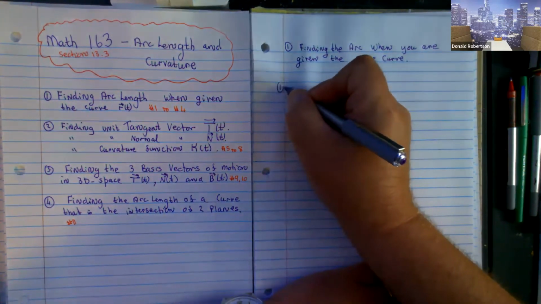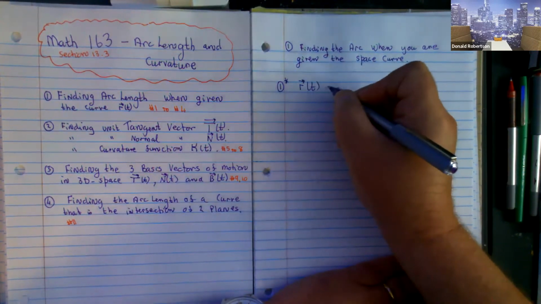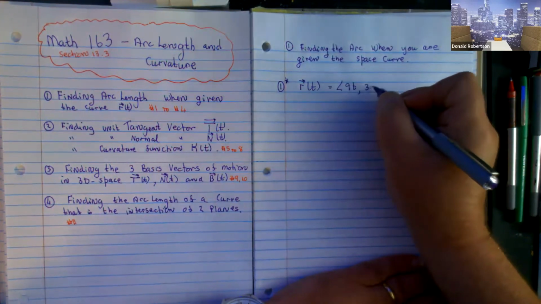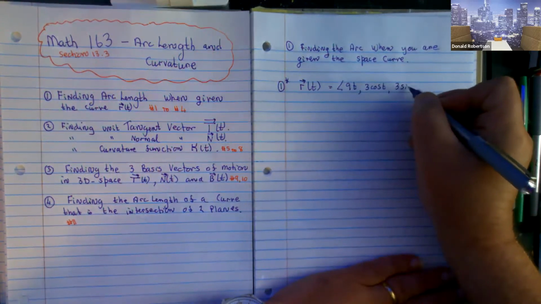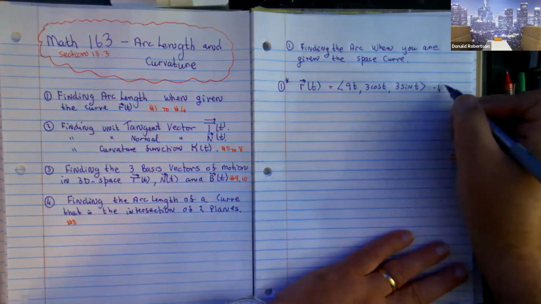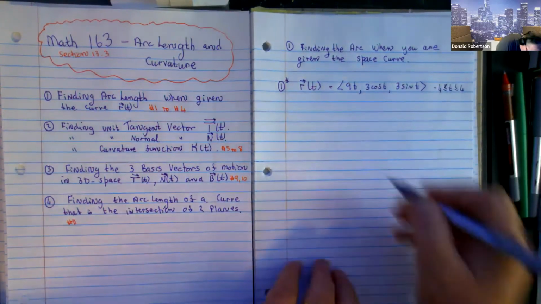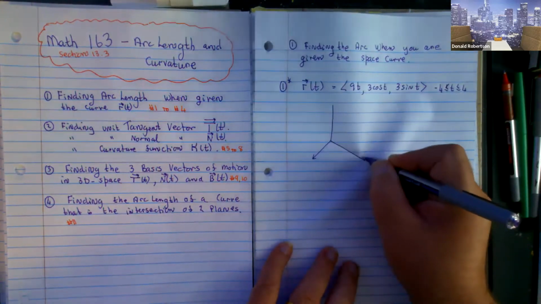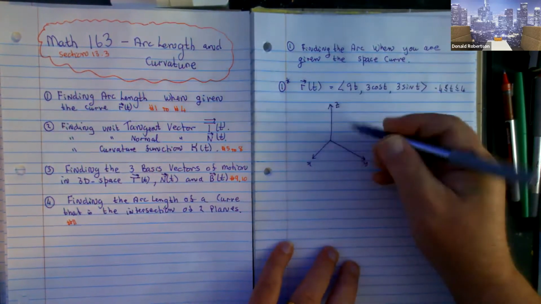Our first one is a version of question 1, where you're given a space curve, and its equation is 9t, 3 cosine t, and 3 sine t. And we're being asked to find the length of the curve from t equals -4 to t equals +4. So before we get into actually doing this question and showing you how we calculate it, the first thing I want to show you is to try to visualize what's going on here.